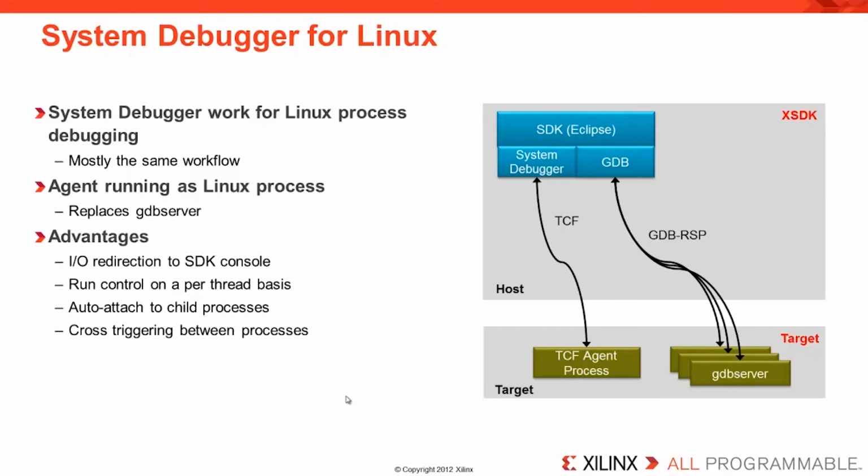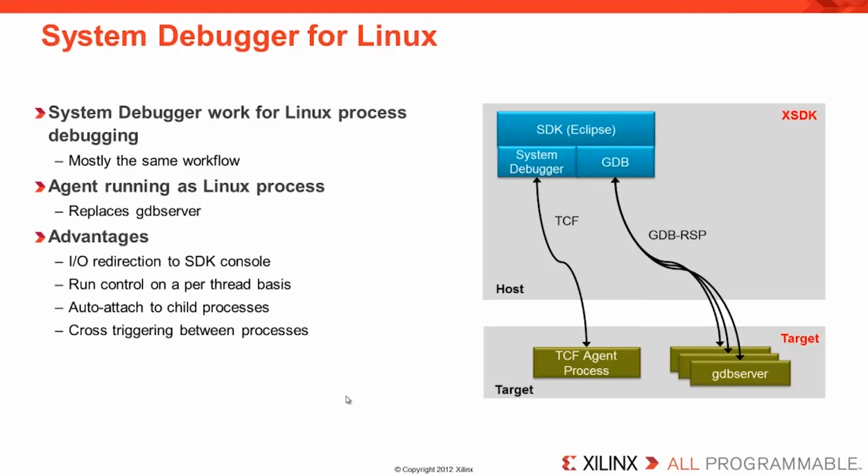From a user point of view, the workflow to debug a Linux application from Xilinx SDK is mostly similar to other application debugging flows. The TCF agent will replace the GDB server while debugging a Linux application. And as you can see from the picture here, with GDB, there will be many GDB servers created for different processes. But in the case of TCF, a single agent process is used to debug all applications.